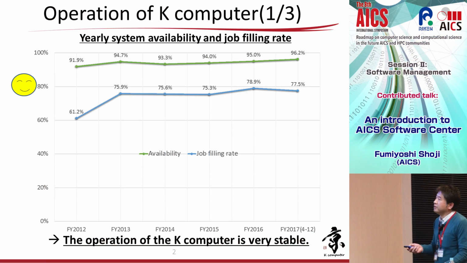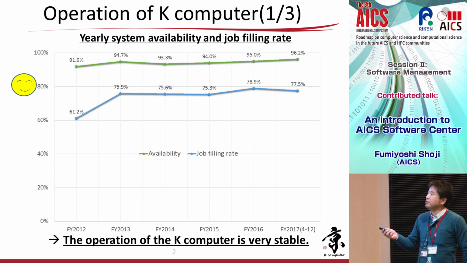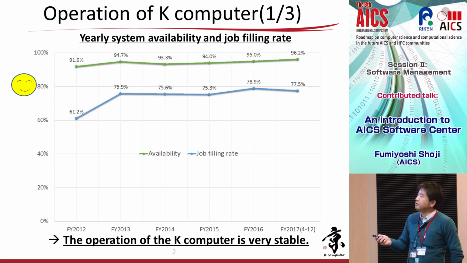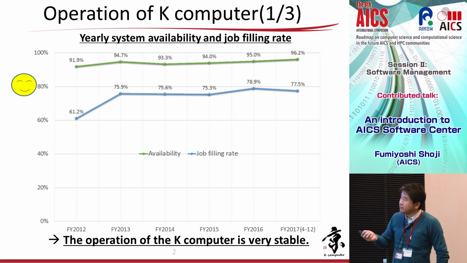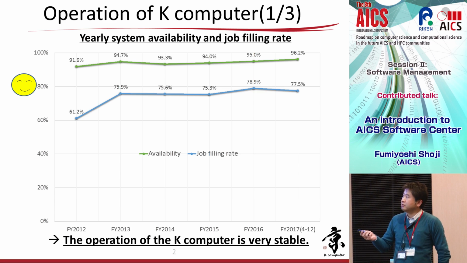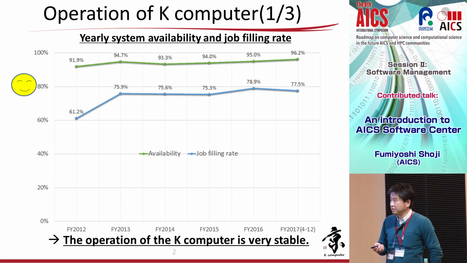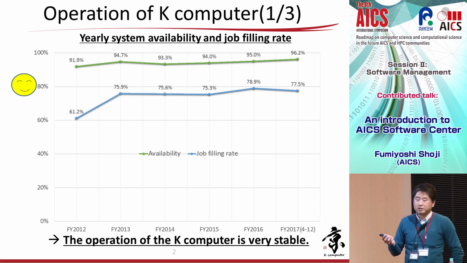This graph shows the system availability and the job filling rate of the K computer. The green one is the system availability, and the blue one indicates the job filling rate. You see, we achieve a very high score of the system availability and the job filling rate. So we can say the operation of the K computer is very, very stable.